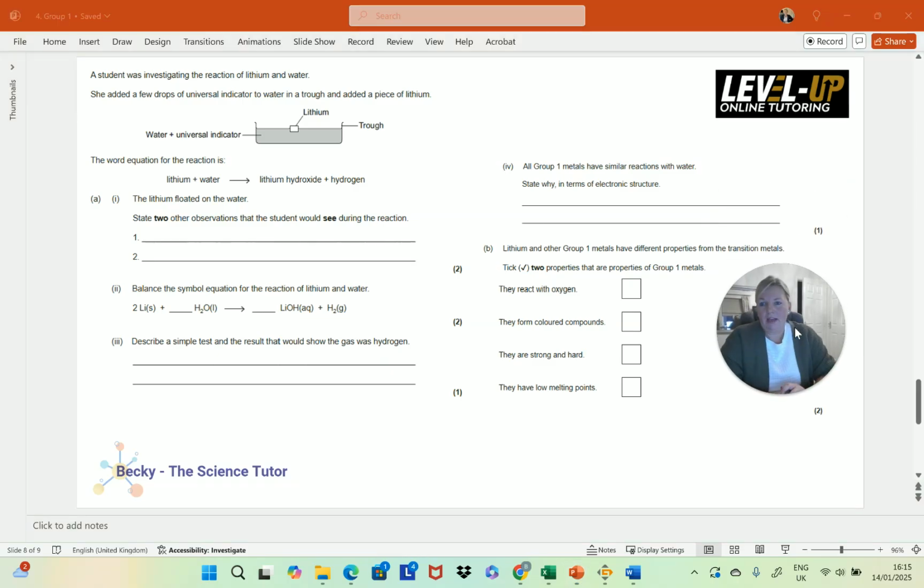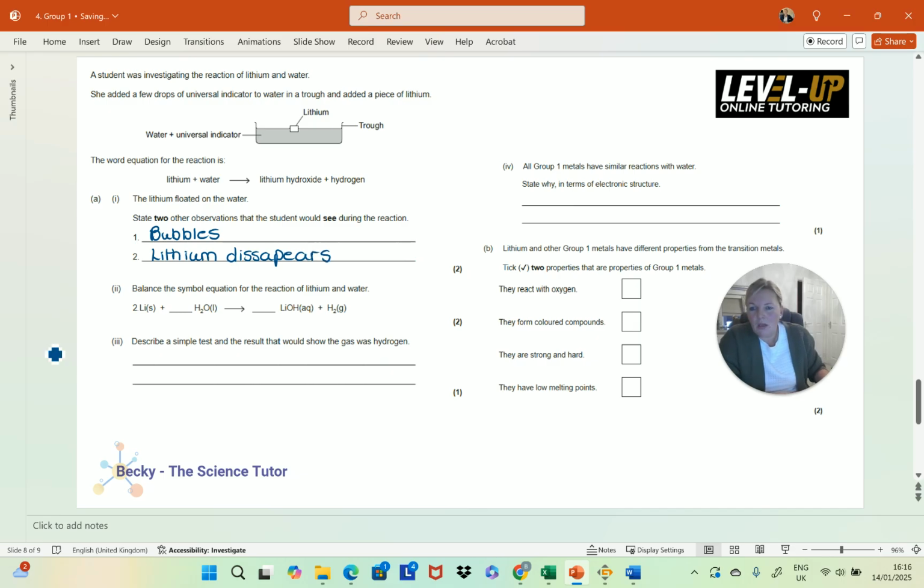Okay, so here it is, perfect. Here's a great example of it. So here we've got another little setup. You can see there we've got the water trough with water and universal indicator in, and lithium has been placed in. It says the lithium floated on the water. 2 other observations, so we can't repeat that, we can't say that it floats. But all the other things we were talking about earlier we can, so we can still have that it bubbles or it fizzes, whatever words you choose, and that the lithium disappears, or it moves around the water, whichever one you wish to choose.